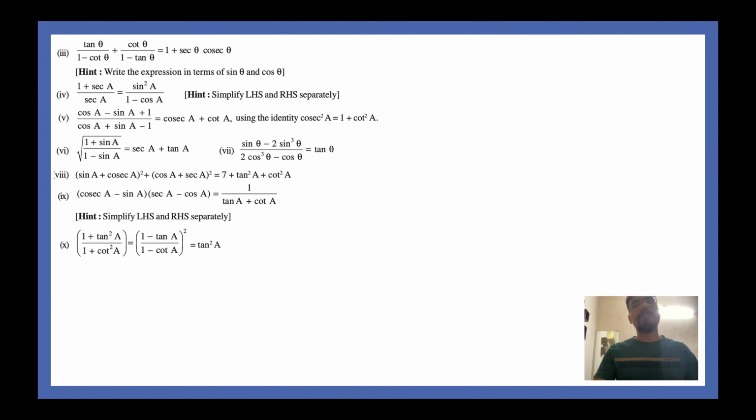So we have ((1 − tan A)/(1 − cot A))². What is the next step? We have to convert tan A into sin A / cos A and cot A into cos A / sin A. Last step, guys, last question.